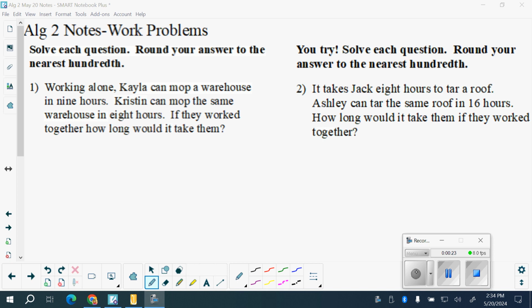So let's just think about what makes sense. Let's estimate how long it would take them to work together. Find an estimate of how long it might take them to work together, if one does it in 9 and one does it in 8. Wait, no, like 4 or 5 hours.